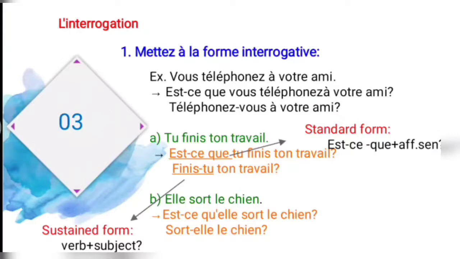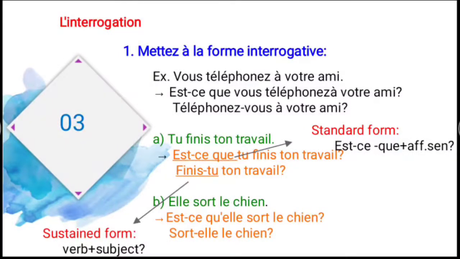Let us move to the next one, that is l'interrogation. L'interrogation means what? Interrogation. It is used to ask questions only. So in this exercise you are going to use two forms only. One is the standard form. Standard form means what? Before the affirmative sentence you have to use est-ce que. And the second one is the sustained form.